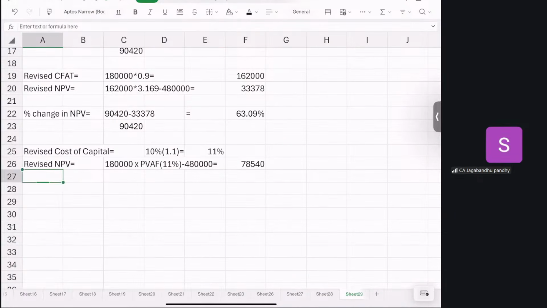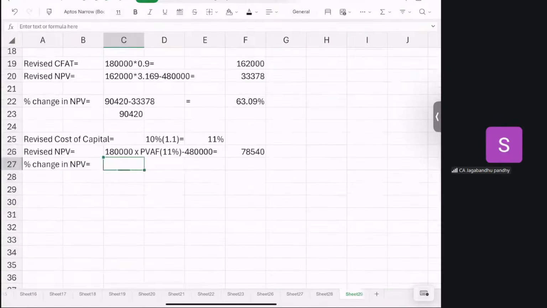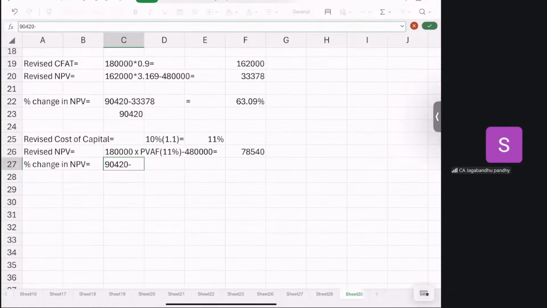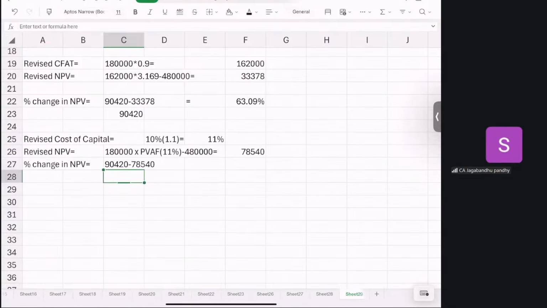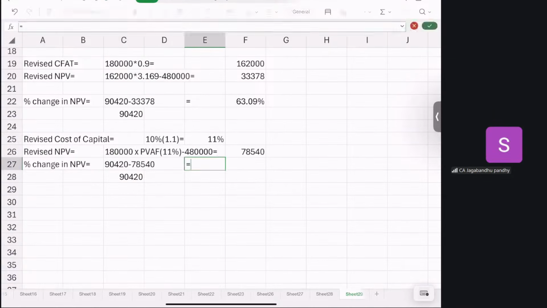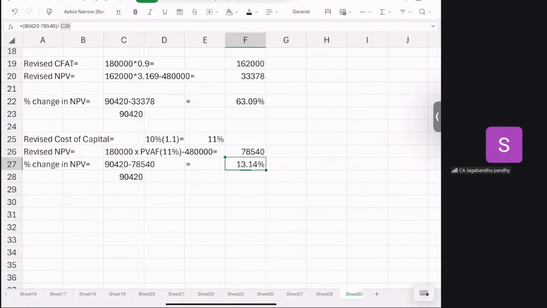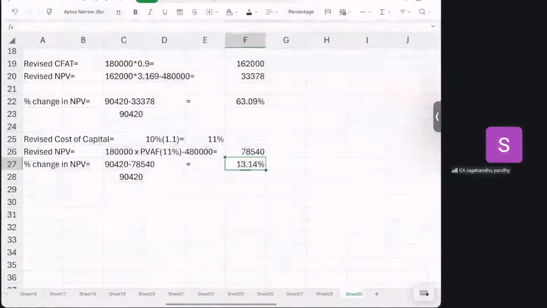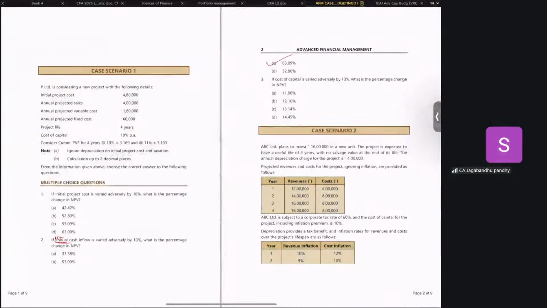So it is 78,540. So percentage change in NPV will be 90,420 minus 78,540 divided by 90,420. So 90,420 minus 78,540 divided by 90,420 is 13.13%. Yeah, 13.14%. Yes. Option C is the accurate answer.